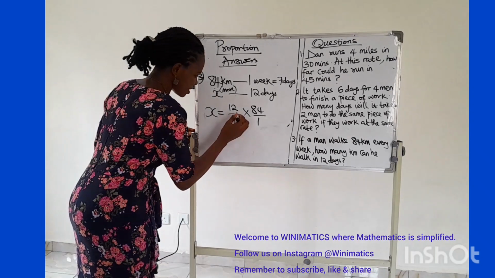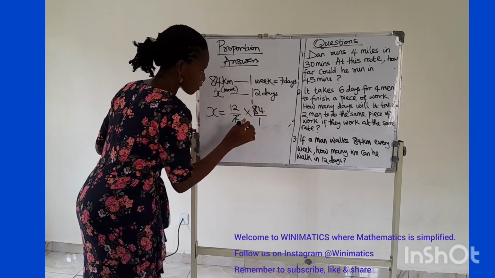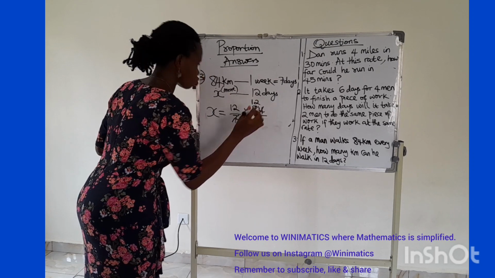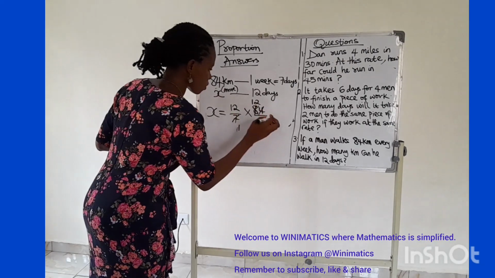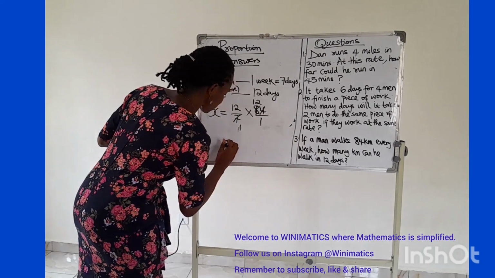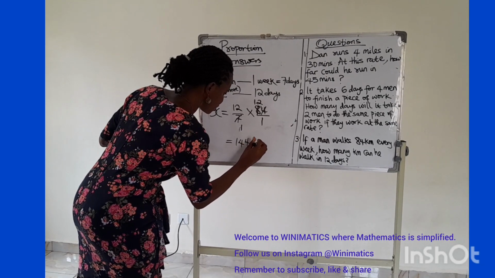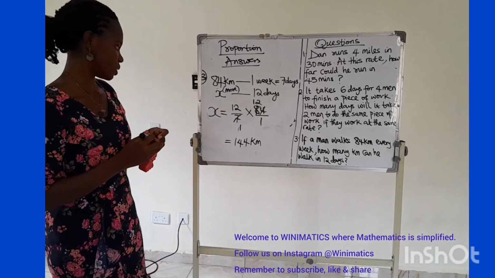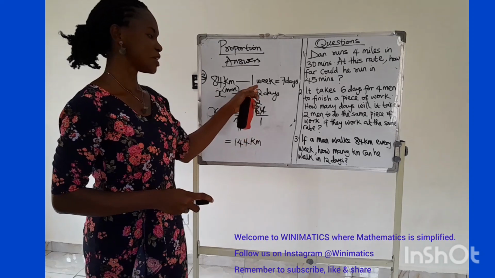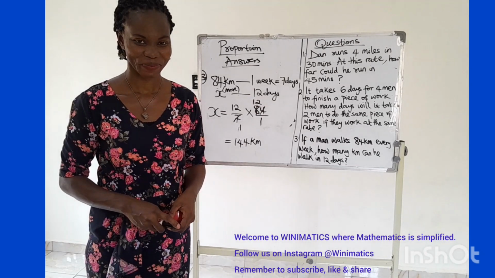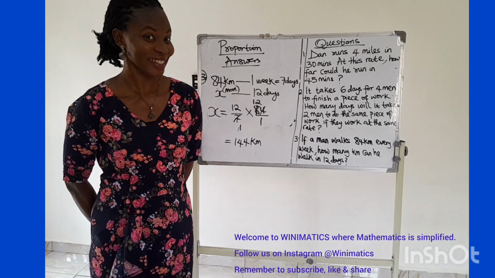Alright, 7 can divide itself into 1. 7 divided into 8 is 1 remainder 1, put it here, 14. 7 divided into 14 is 2. So 7 divided into 84 gives 12. Alright, 12 times 12 will give us 144 kilometers. So this man we're talking about will walk 144 kilometers in 12 days. Is that simple? I hope you understand.